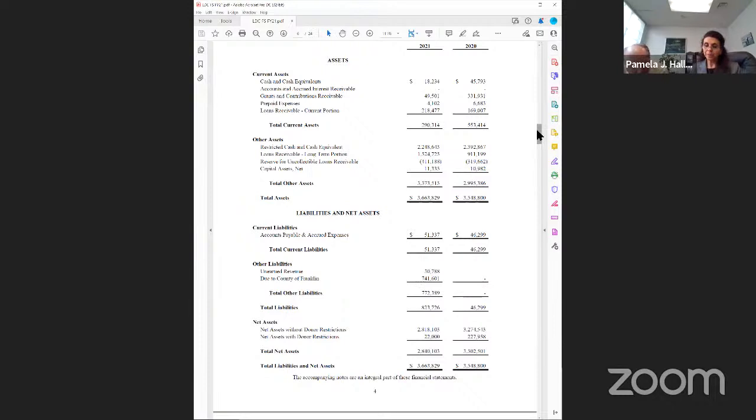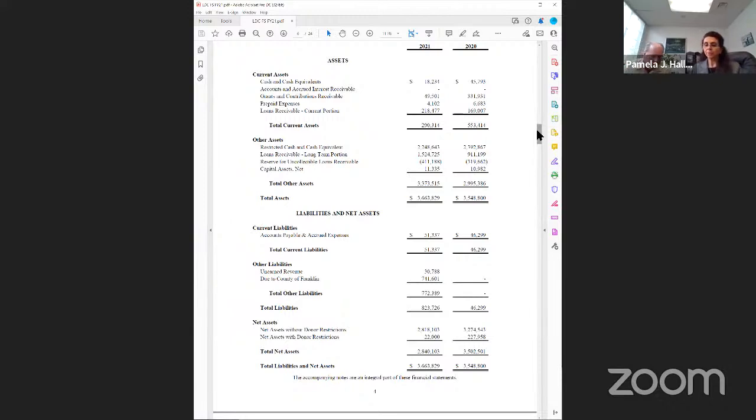We go down to the current liabilities. We had some payables and some accrued expenses, and your compensated absence numbers in there. That's also in a note. So that was about 51,000 against 46,000 the prior year. And then we get down to our other liabilities. So since you lost the contract to continue the tourism, and those funds that were unspent were returned to Franklin County, that's shown down there as a liability.